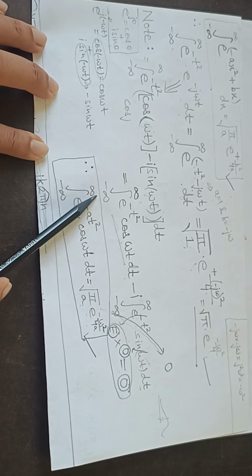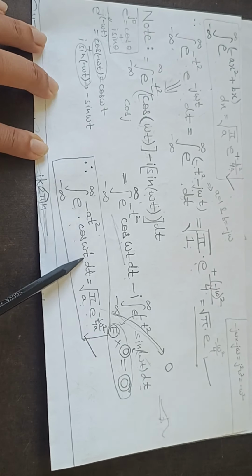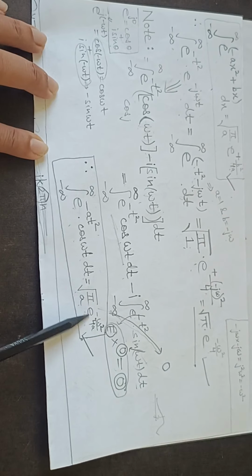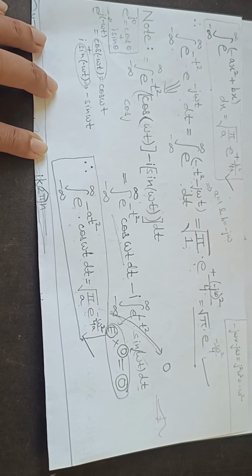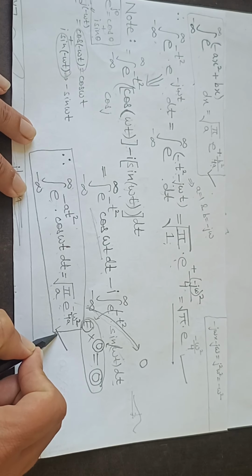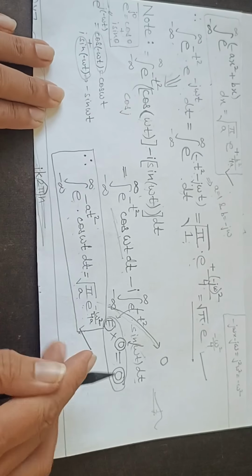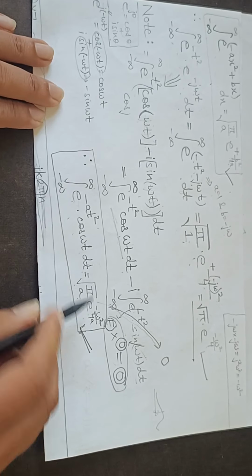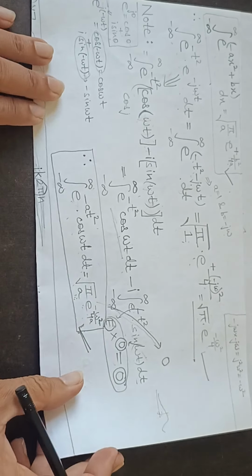So the integral from minus infinity to infinity of e to the power minus a t square cos omega t dt is also square root of pi by a e raised to power minus omega square by 4a. So both will result in the same result. This is also easily derivable from this and can be asked in future.